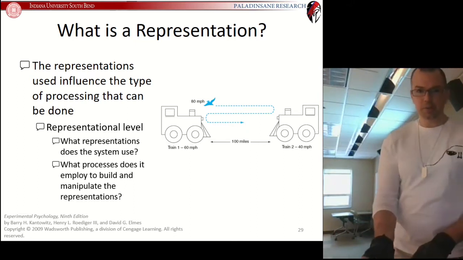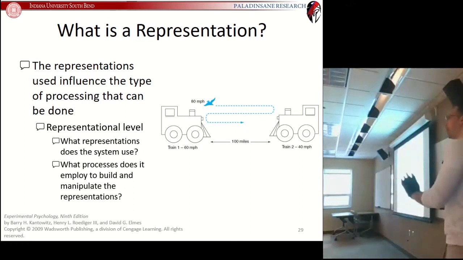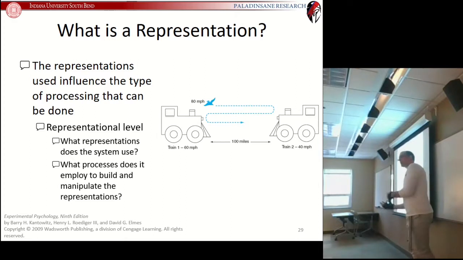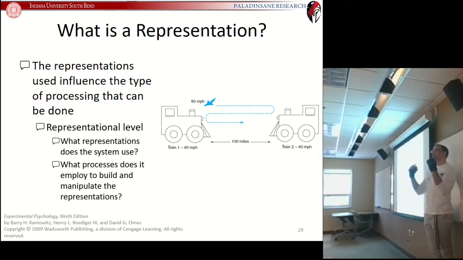All right, so that's what a representation is. Some of them are malleable, some of them are not. Some of them will change over time, some of them won't. But to explain any behavior, we need to ask ourselves, what is the representation that our mind is using, and then how is it combining and manipulating that representation to get that final output, that final behavior.